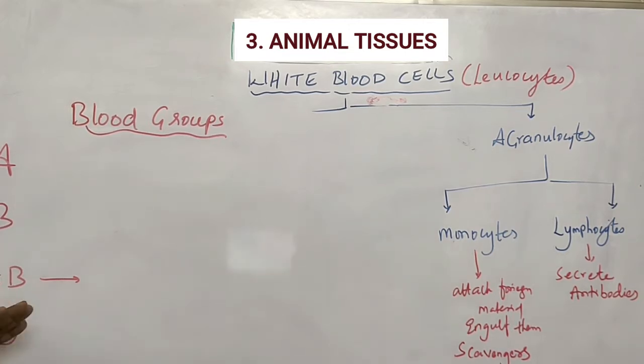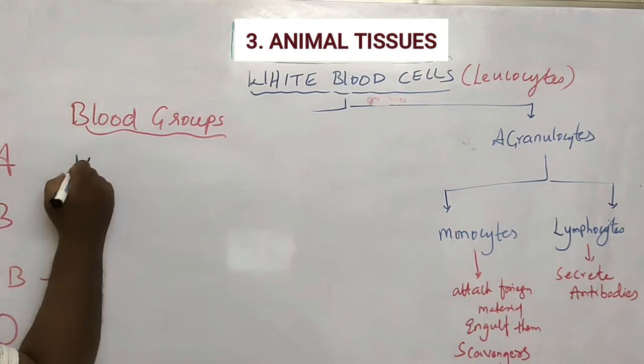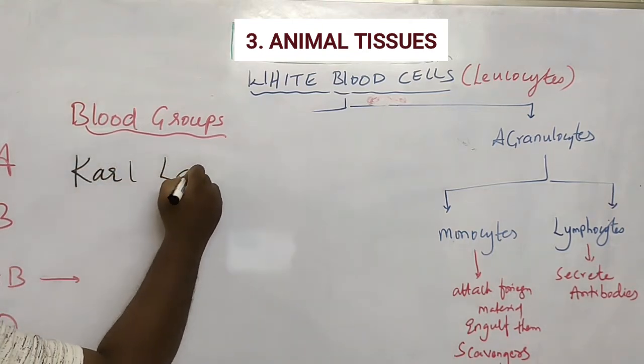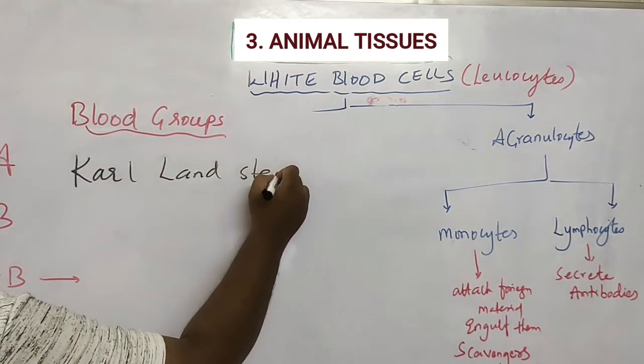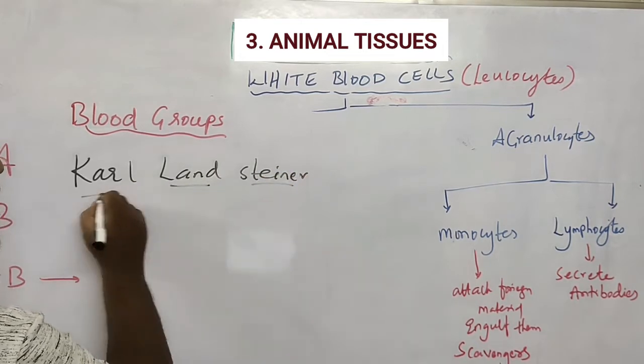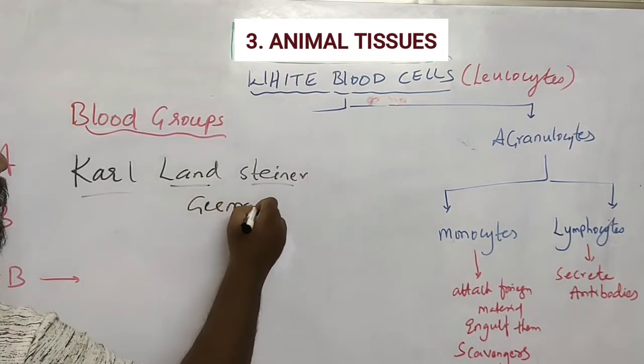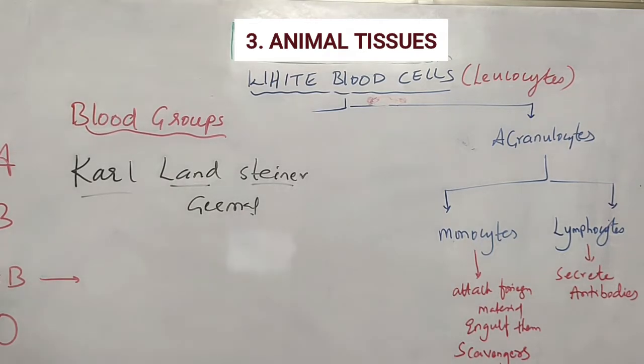Basing on that, Carl Landsteiner, he is a scientist here. His name is Carl Landsteiner. He is a German doctor. He discovered the blood groups, and basing on their factors, he categorized them into 4 different groups.